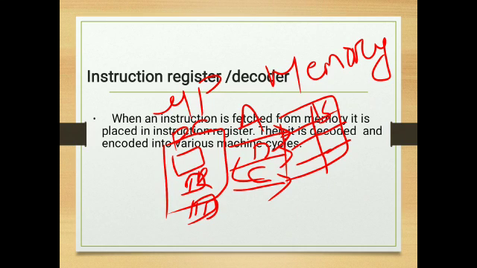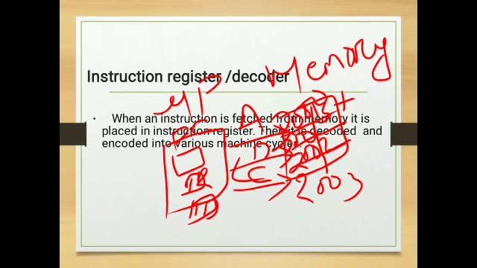Suppose this one is the first instruction and its address is 2000. The second one is 2001. The third one is 2002. And the fourth one is 2003. And this one is the fourth instruction.